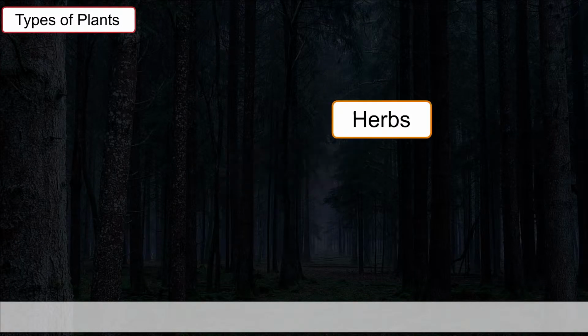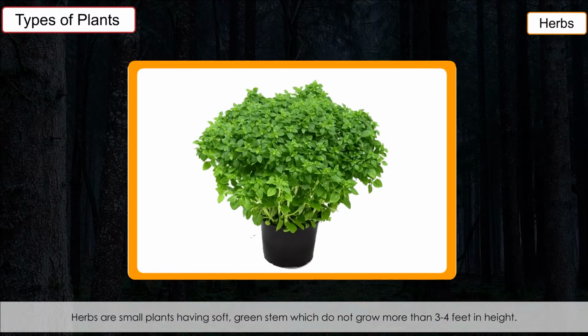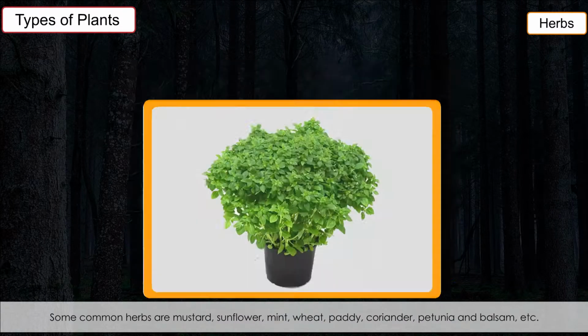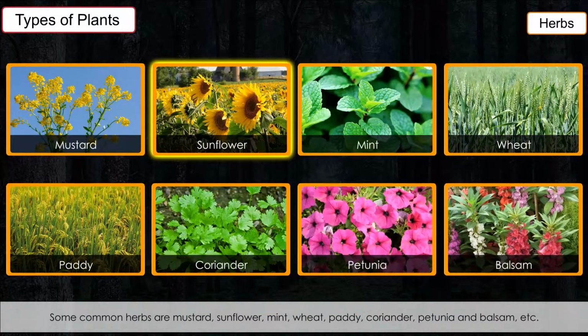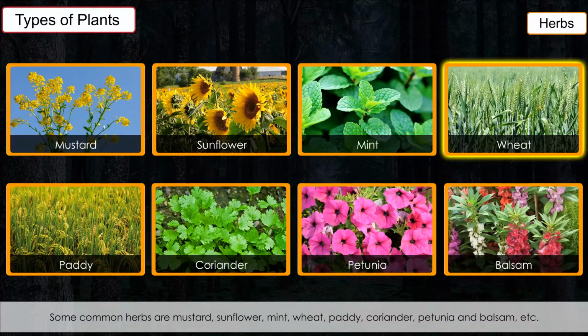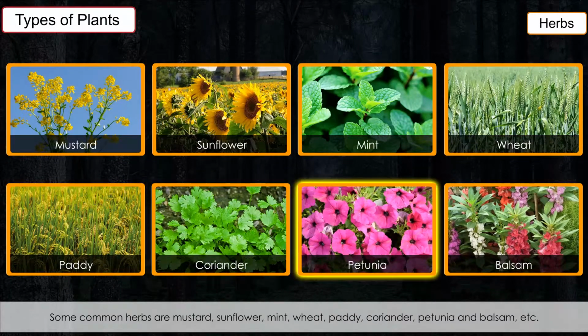Herbs. Herbs are small plants having soft, green stem which do not grow more than 3 to 4 feet in height. Their life cycle usually completes in 1 or 2 seasons. Some common herbs are mustard, sunflower, mint, wheat, paddy, coriander, petunia, and balsam, etc.